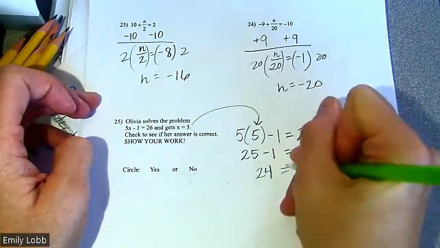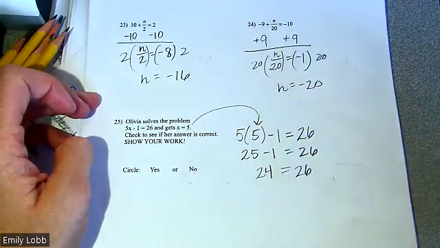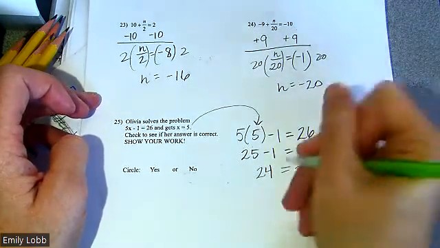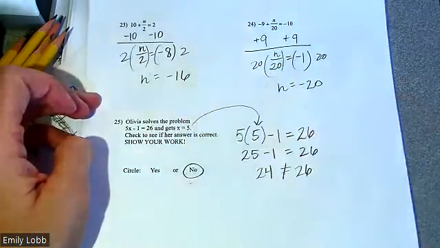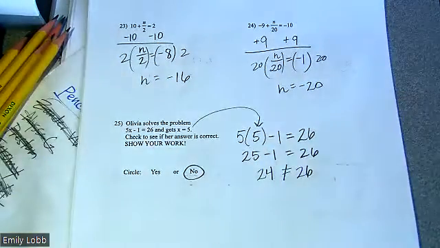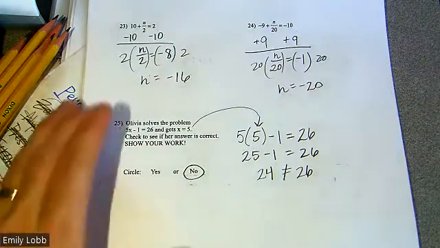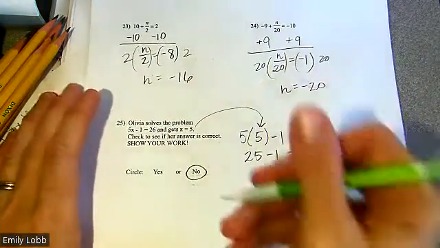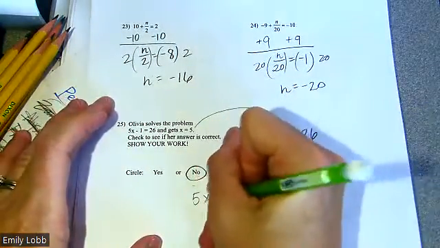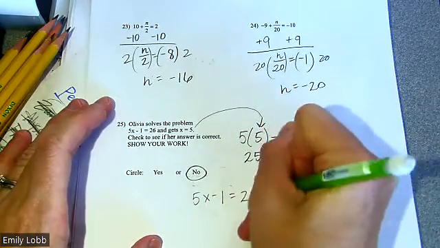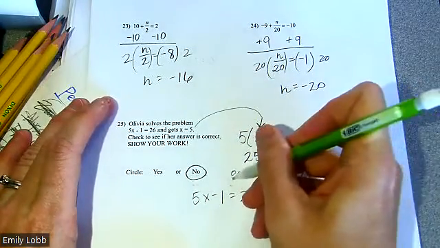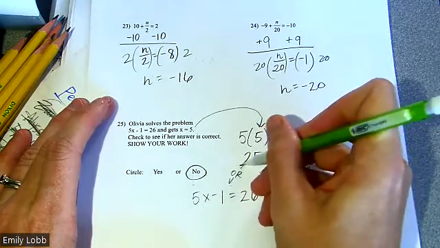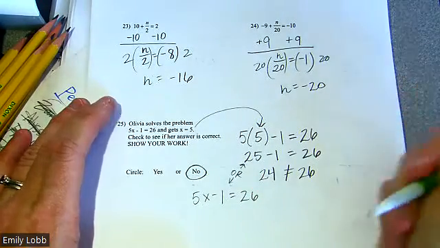But what is 25 minus 1? 24. Does 24 equal 26? 24 does not equal 26. So if you're asked whether she is correct, we would say no. So you could show it that way, or you could try to solve the problem yourself, right? We could say 5x minus 1 is equal to 26. So this or this, one of these two ways you need to show.